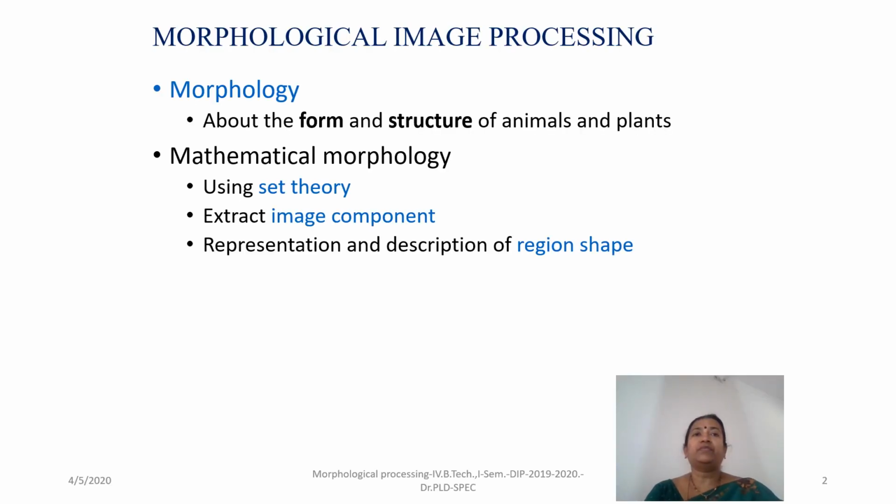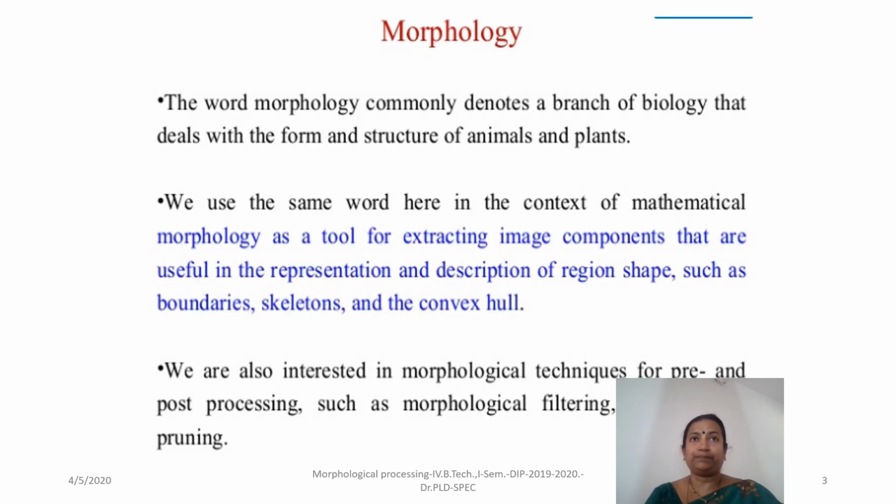Let us see first what's meant by morphology. Morphology deals with the form and structure of animals and plants. Mathematical morphology, how is it correlated with the morphology of animals and plants? Let us see here. Using set theory concepts, as well as extracting image components, representation and description of region shapes of the objects from the images, we are concentrating on these aspects for extracting information from the images.